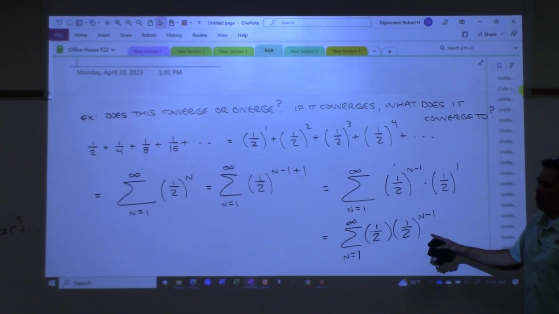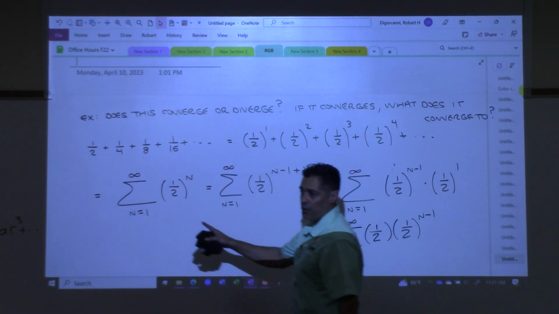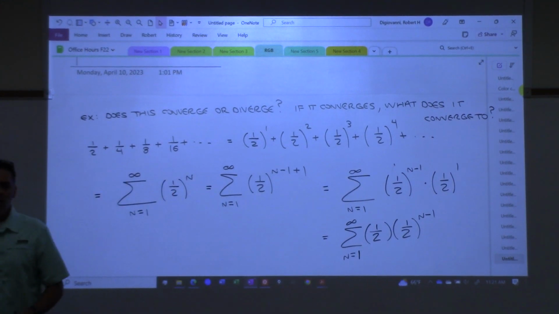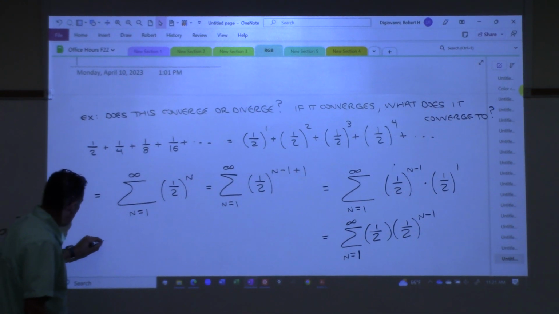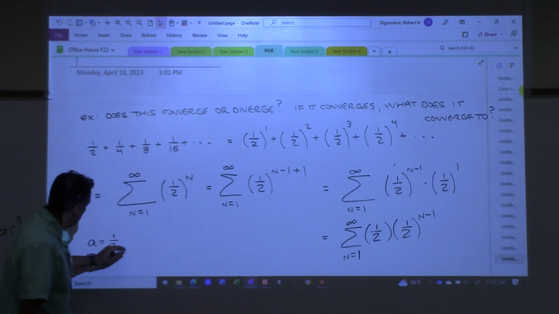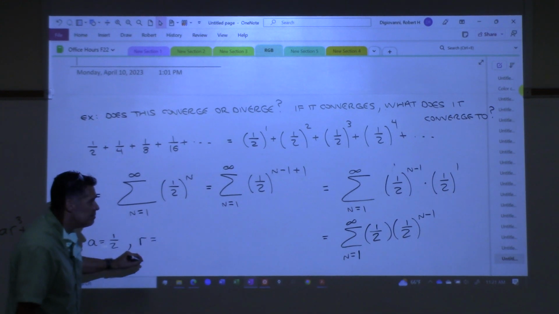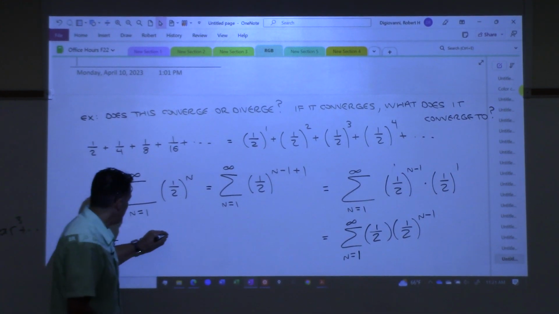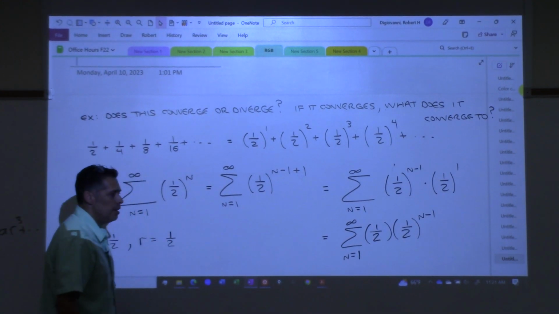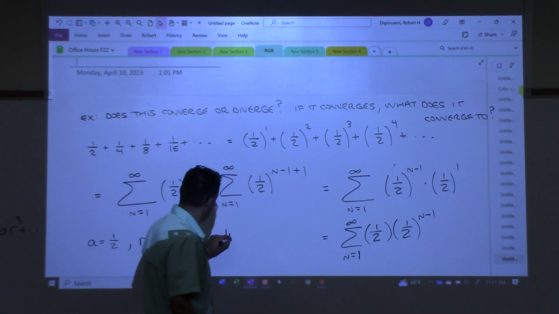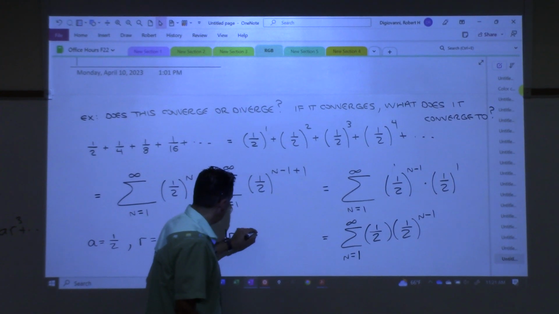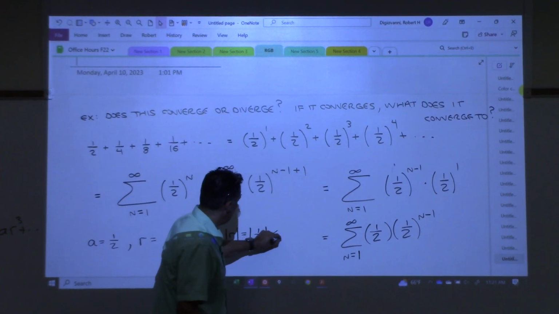Okay, so everyone got it? We have the geometric form that we need, and now what we need to do is check, let's see, what's A, what's R. So for us, A right now is 1/2, right? And the R for us is 1/2 as well, right? 1/2? Now, if we take the absolute value of R, that's the absolute value of 1/2, do you all agree that's less than 1?